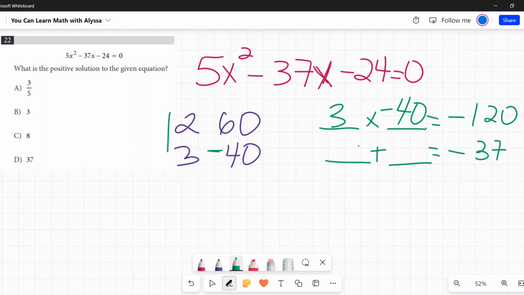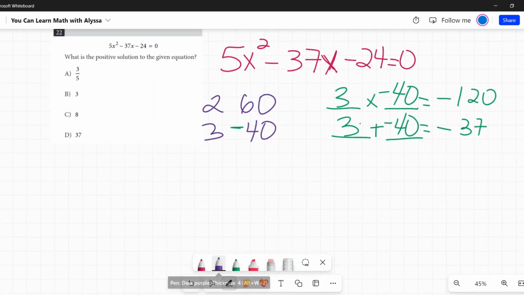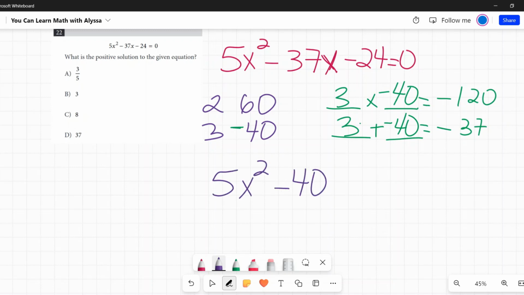So yeah, you don't have to write out all the possible things that go into it. You just want to be testing as you go so that you don't have to do more work than you have to in these tests where there's a time pressure. Right, so now I know 3 and negative 40 are my two, so I am going to solve this by factoring by grouping. So I'm going to write 5x squared minus 40x plus 3x minus 24 equals 0.